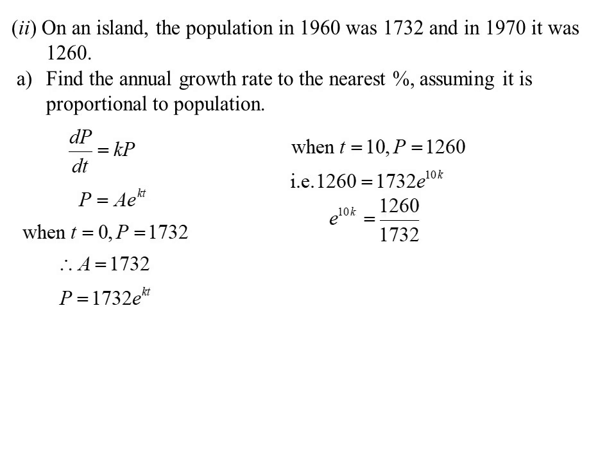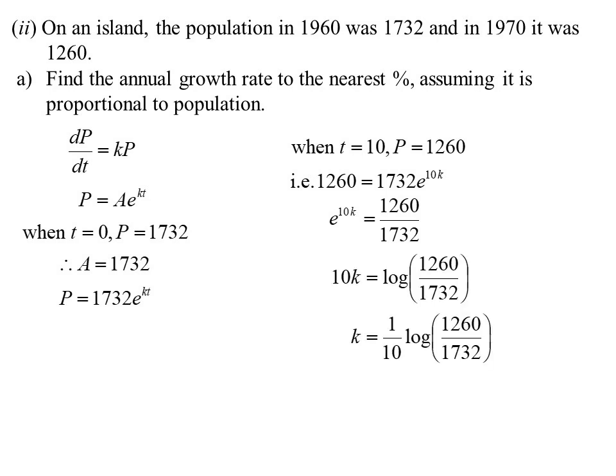All right, let's make k the subject of this. I'm going to have to log both sides. There's the exact value, but they've said to the nearest percent. So there it is as a decimal. Now they've said find the growth rate, not the decay rate, so I will label it as a negative percentage. I suppose I could have said the decay rate is 3%, but either way, there's my answer. The growth rate is negative 3%.